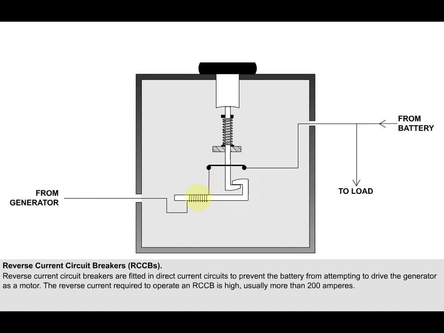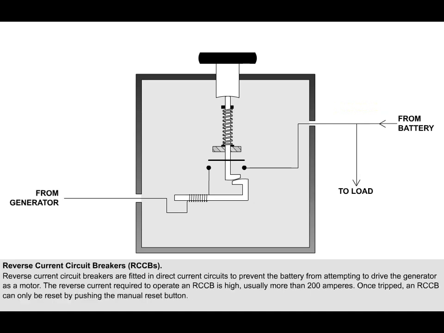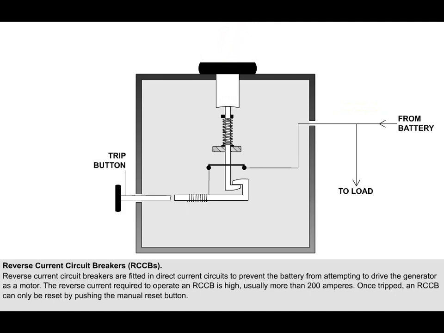A coil wound around the latch mechanism produces a magnetic field, which helps to hold the mechanism latched when the current flow is in the normal direction. However, when the current flow through the coil is reversed, its magnetic field operates in the opposite direction. At a preset current level, this field will have sufficient force to break the latch and open the contacts. Once tripped, an RCCB can only be reset by pushing the manual reset button. There is usually also a manual trip button on the unit.